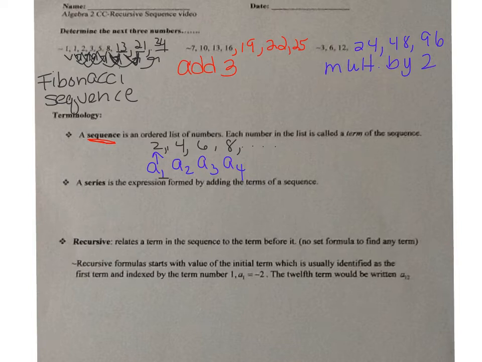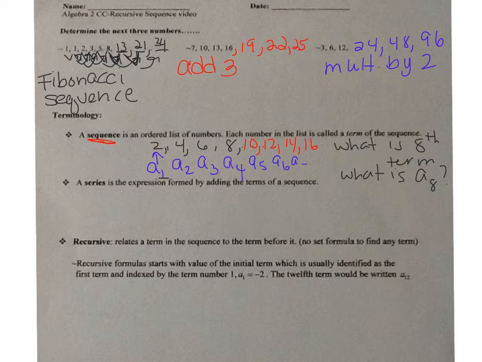So now what if I ask you, what is the 8th term? What I'm asking for is, what is A sub 8? We can continue this sequence. My next numbers would be 10, and then 12, 14, 16. So this would be A sub 1, 2, 3, 4, and this would be A sub 5, A sub 6, A sub 7, A sub 8, which is equal to 16. All right, so let's take a look at what a series is.